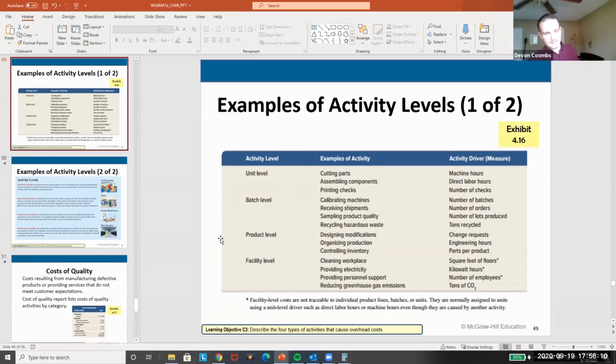And these are just different ways to think of activities. Activities include assembling components, setup costs, cutting parts, and printing checks. Machine hours, direct labor, and number of checks would drive these.